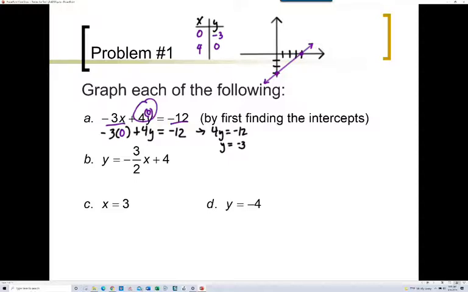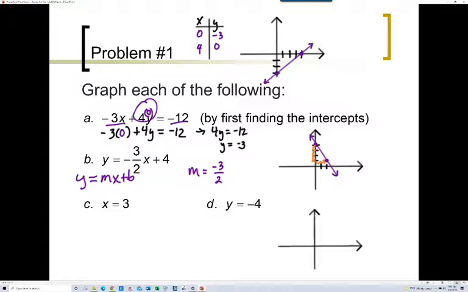All right, so on B, we have this equation in slope-intercept form. That's this form. And we can use the slope and the y-intercept to do the graph here. So first of all, the slope is negative 3/2. Our y-intercept is the point 0,4, so we're going to go to 4 on the y-axis. And we're going to go, our rise is negative 3, so we'll go down 3. Our run is 2, so we'll go right 2. And then draw your line, and you're done.